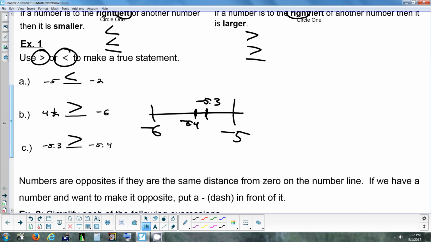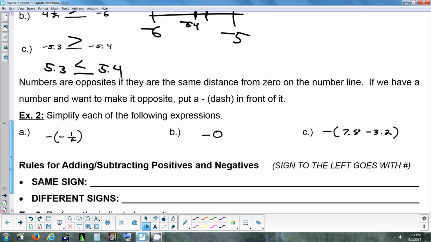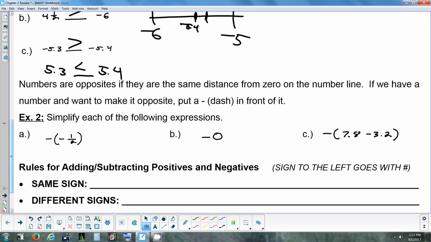Now, if you took away the negative signs and just said 5.3 and 5.4, what symbol would you put in there? They were both positive. 5.3 is less than 5.4. Exactly, that would be a less than. The negatives sometimes make it a little tricky, but that's how you compare them.